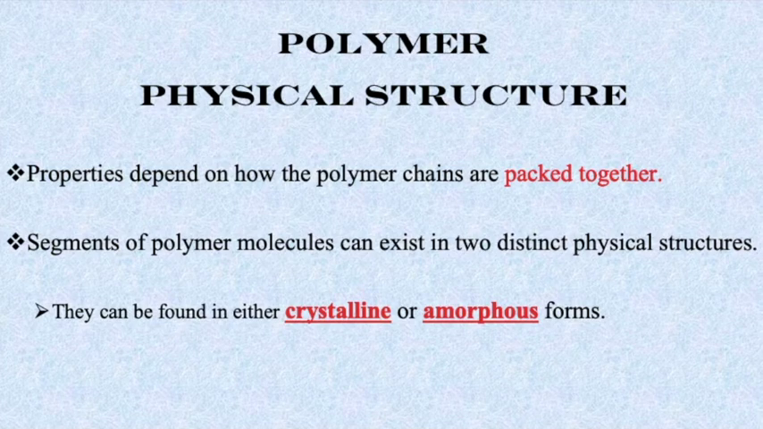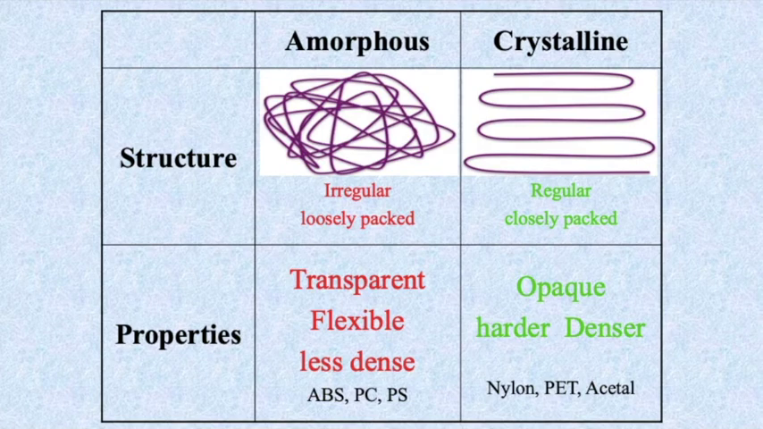They can be packed in a crystalline manner, in an ordered regular fashion, or in an amorphous manner, randomly like spaghetti. That gives different properties as well. Looking at them in a bit more detail. If you have the amorphous arrangement, the spaghetti type, it's an irregular arrangement, loosely packed. The properties you get are transparent polymers. They will be flexible, very light, less dense. Some examples: ABS, polycarbonate, polystyrene.